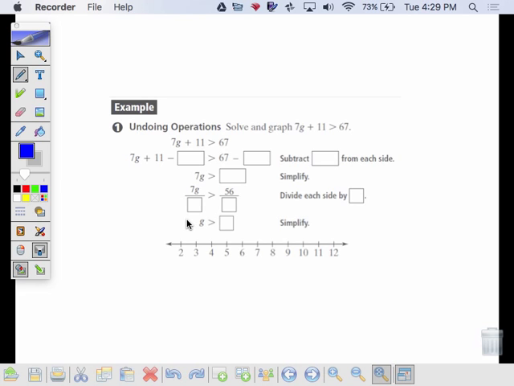Guys, today we're solving two-step inequalities. So our steps in solving these are the exact same as solving two-step equations. The only difference is that you have your inequality symbol. So here I have 7g plus 11 is greater than 67.